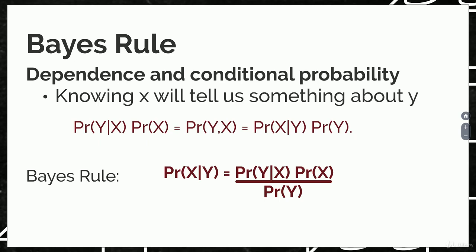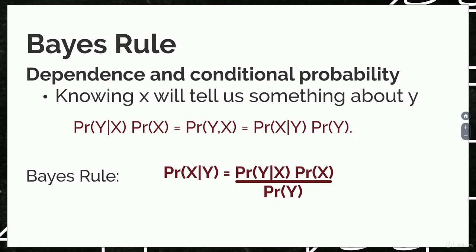Again, this is what machine learning is based around. In this scenario, we have the probability of Y given X times the probability of X is going to be equal to the probability of Y and X. And again, that is equal to the probability of X given Y times the probability of Y. And solving that, moving some things around algebraically, is going to give us Bayes' rule.